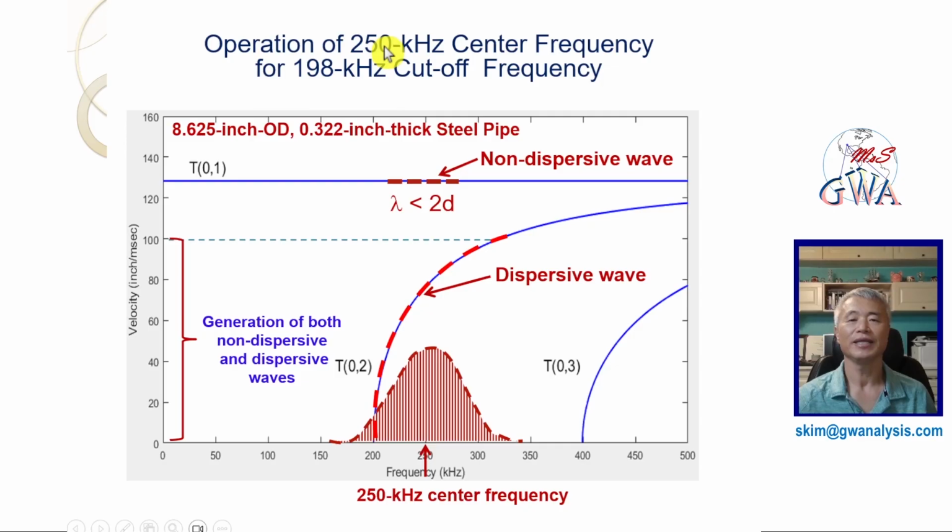This slide shows the generation of both T01 and T02 modes with a 250 kHz center frequency probe. The 250 kHz center frequency is higher than the cutoff frequency of T02 mode. The generation of two modes makes data analysis difficult because each reflector in the pipeline has two signals, T01 and T02. In long-distance inspection, the dispersive T02 mode increases the background noise level of the data with a very long duration of signal with different velocities. In this example, the velocity of T02 mode is between 0 and 100 inch per millisecond.